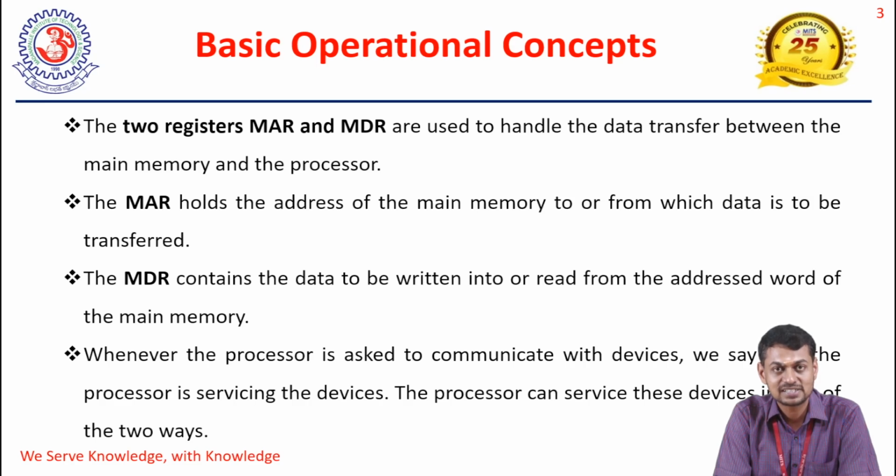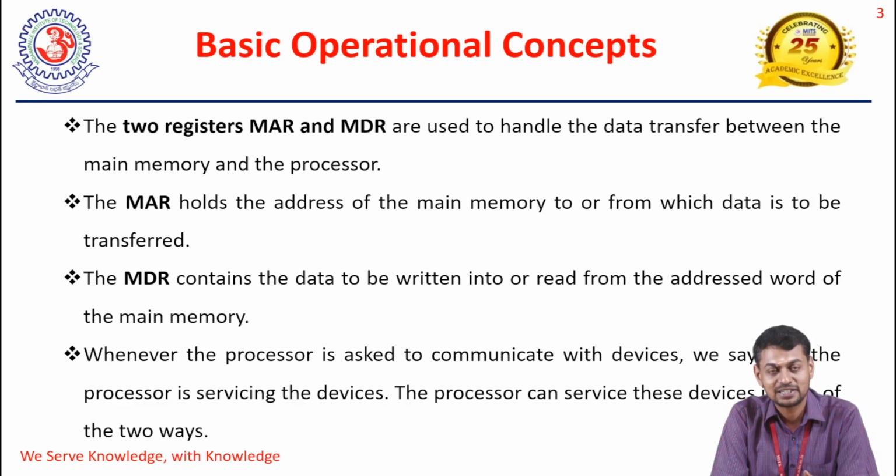That is the address register and the data register. The address register deals only with the address, and the data register deals only with the data. One more thing we have to know is that the MAR is only unidirectional: only the address can be sent from the processor to the memory. But the MDR is bidirectional: data can be taken from the memory and also stored back to the memory. So this is one of the main differences between the MAR and the MDR.